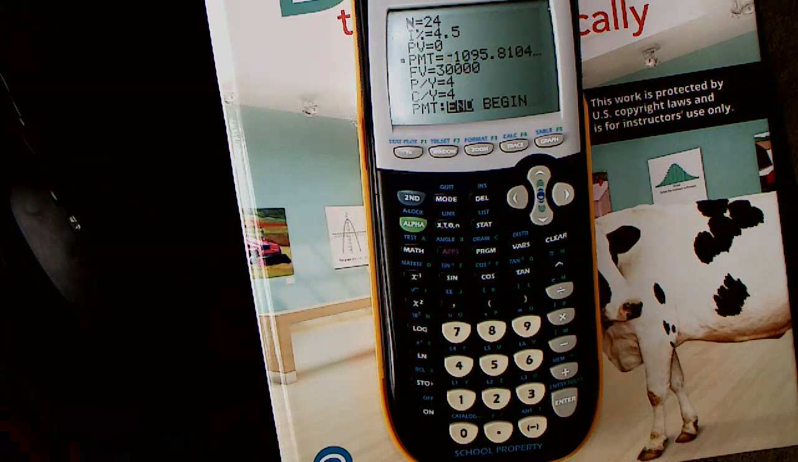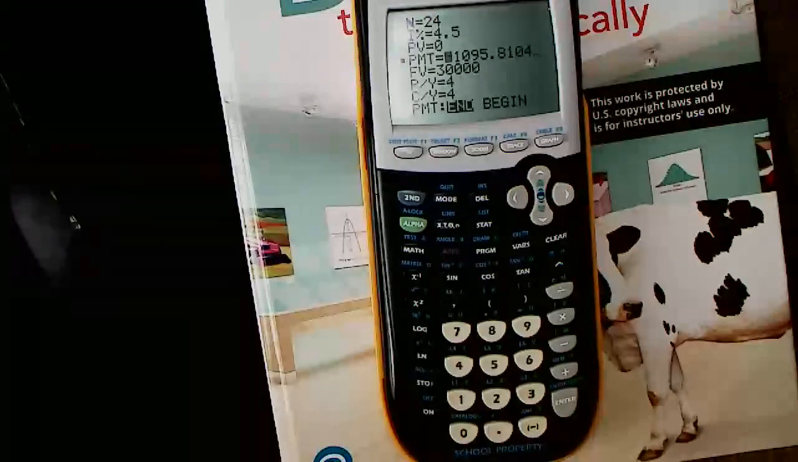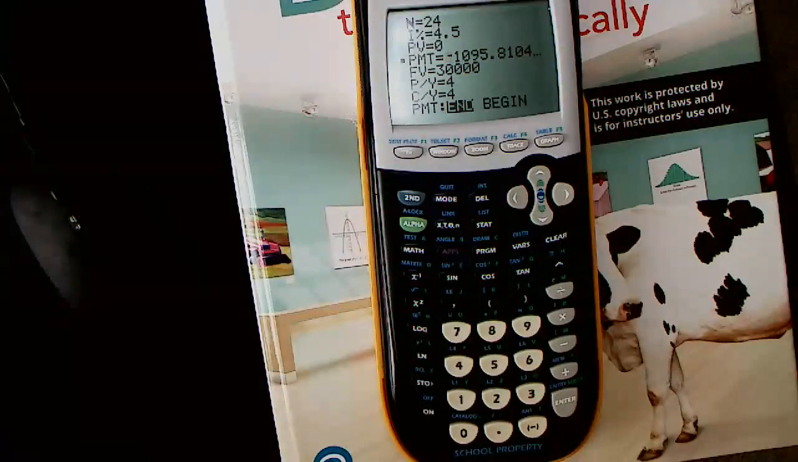You need to contribute about $1,095.96, rounded up, to guarantee that financial goal. Let's go back to our test.